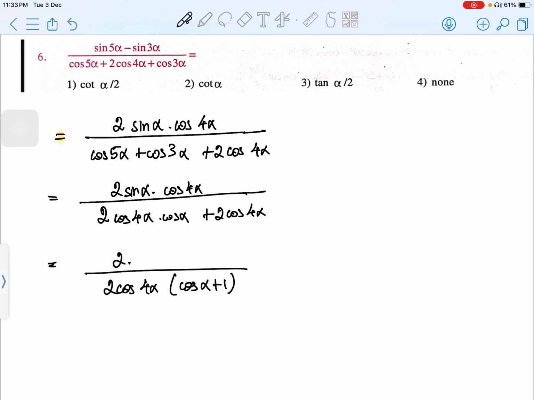The numerator will be 2 times sin alpha into cos 4 alpha. 2 and 2 cancel, cos 4 cancel. You will have sin alpha divided by cos alpha plus 1.